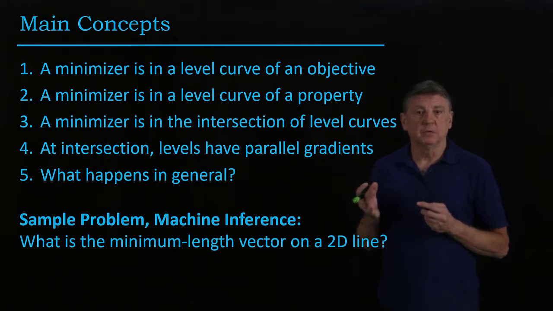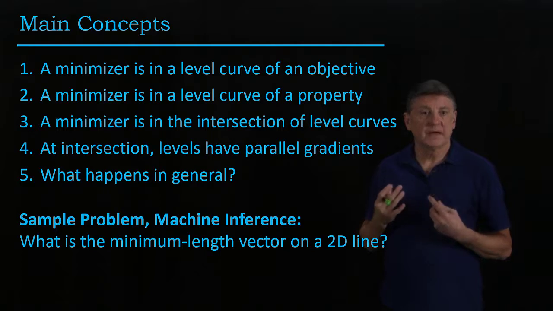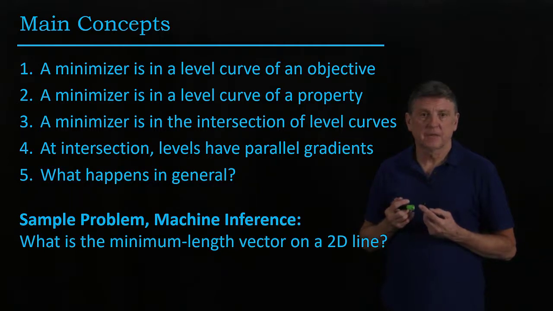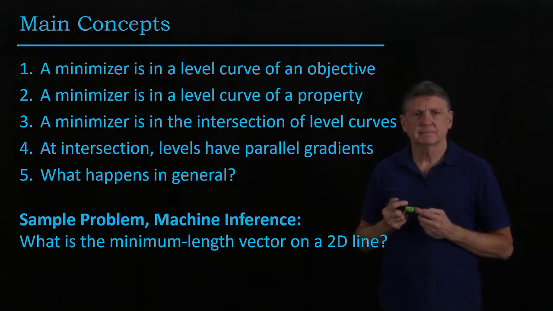As our first problem, let's explore one that we've looked at in a previous lecture, which is what's the minimum length vector that is on a 2D line. Let's work through some mathematics.